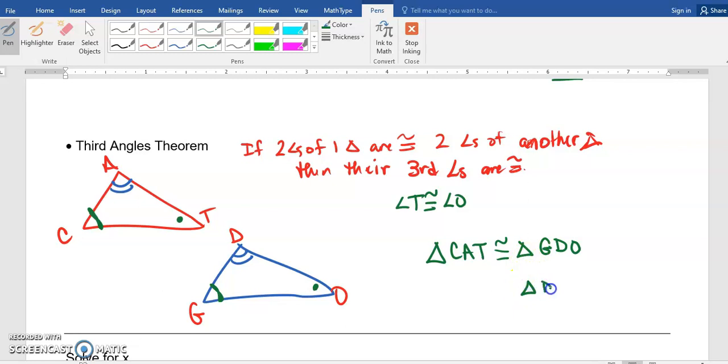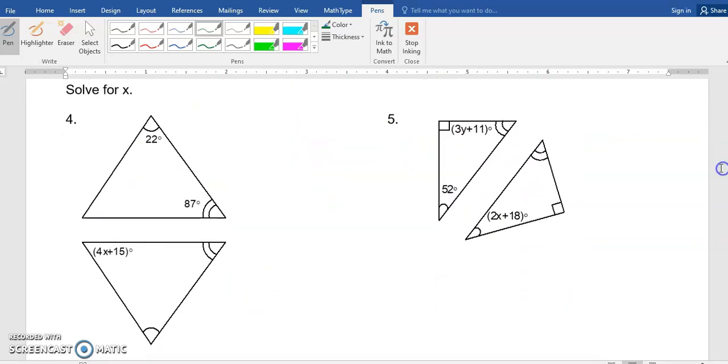If I said BOG over here, well, D goes with A, O goes with T, and G goes with C. That's another way. Either of those is fine, but you have to make sure if you're writing those statements that you put things in the right order. Very important.